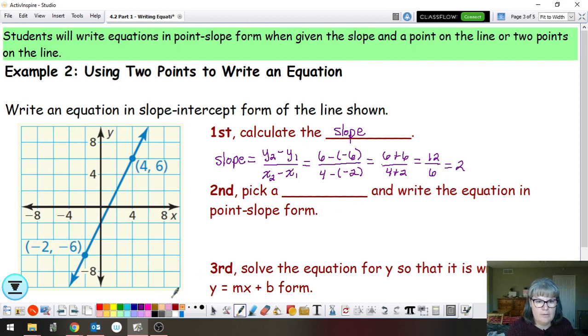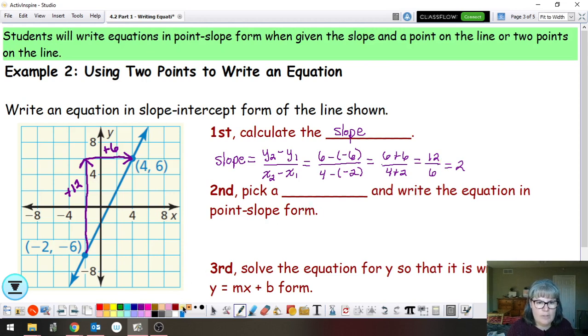And if we check this, just looking at our graph, let's count our rise. Keep in mind that the scale on this graph is by 2, so 2, 4, 6, 8, 10, 12. Went up 12, so using our points, we had a rise of 12. And it's going to the right 2, 4, 6. We also had a run of 6. 12 over 6 is 2.